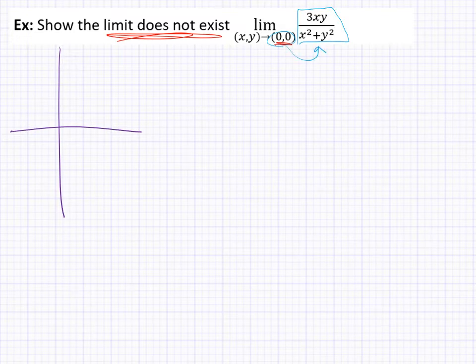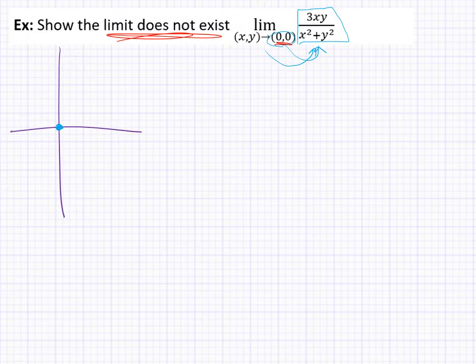So the function itself doesn't exist at 0, 0. Okay, that 0, 0 point is not in the domain of the function, but that's okay. Remember, a function doesn't need to exist at a location for the limit to exist as we approach that location. That was a big idea you learned about limits: limits aren't about what happens at a value. Limits are about what happens as you get close to a value.